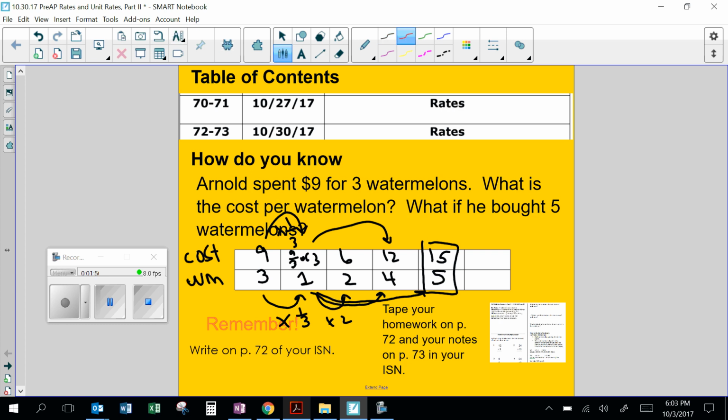What about this way? How do you turn 3 watermelons to 9 watermelon? Times 3. Or how do you turn a 9 to a 3? Divide by 3 or times 1/3. So 1 watermelon times 3 is $3. So you could do it this way. So we could do it within and between.